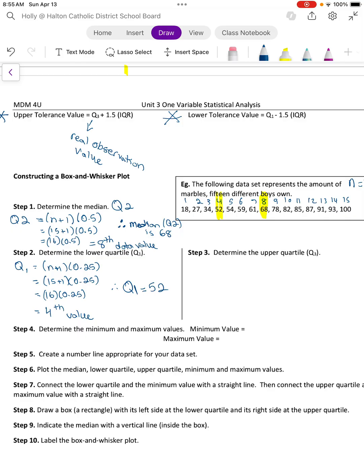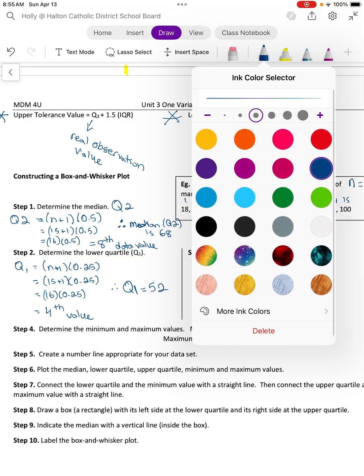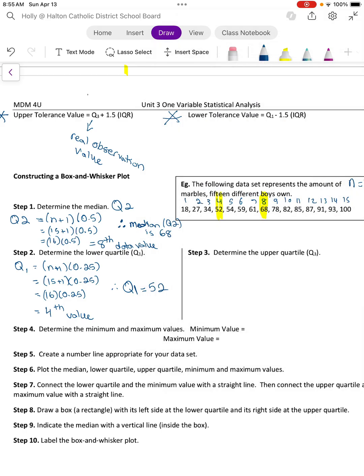And then Q3, same idea here. Q3 is n plus 1. Now we're looking at the upper, times 0.75.